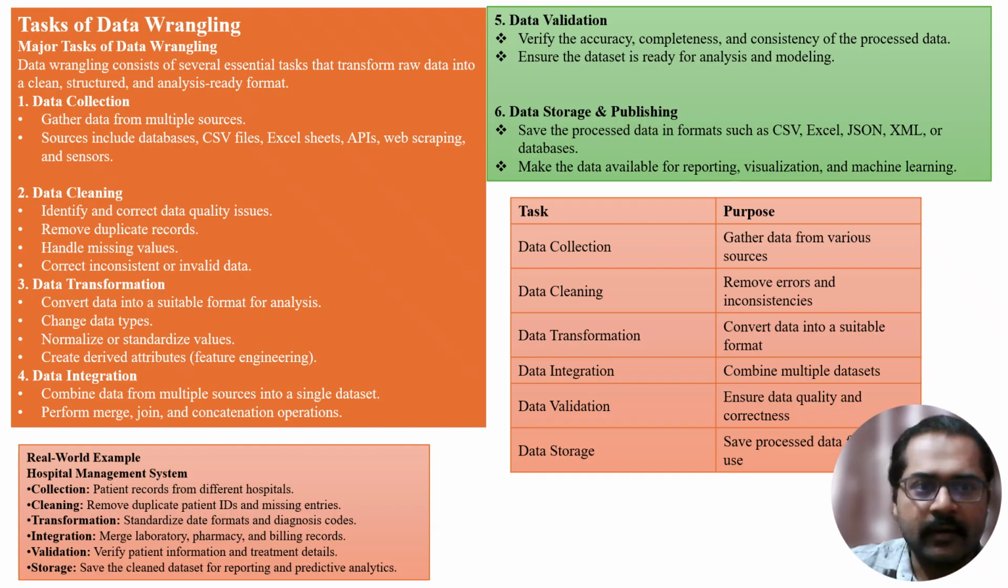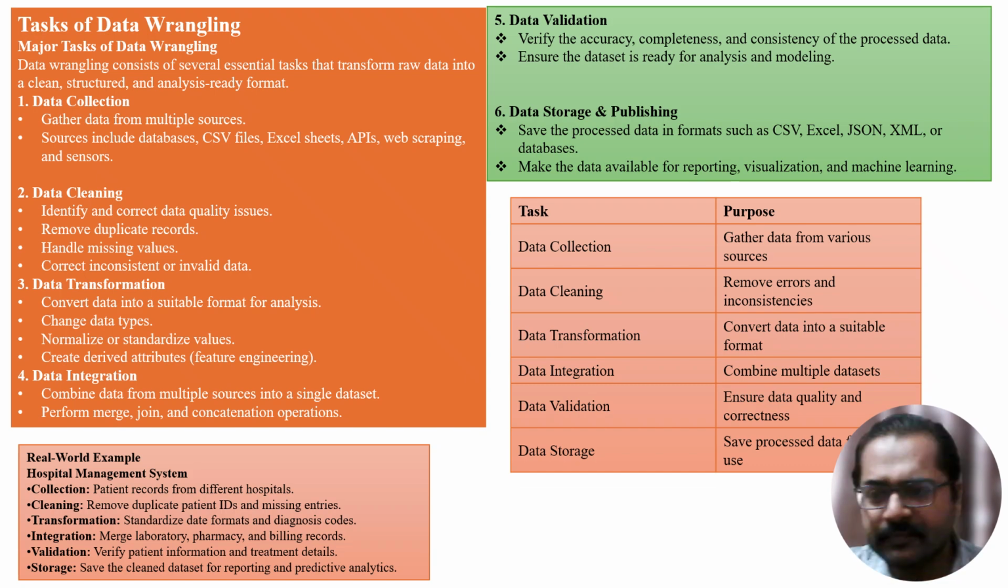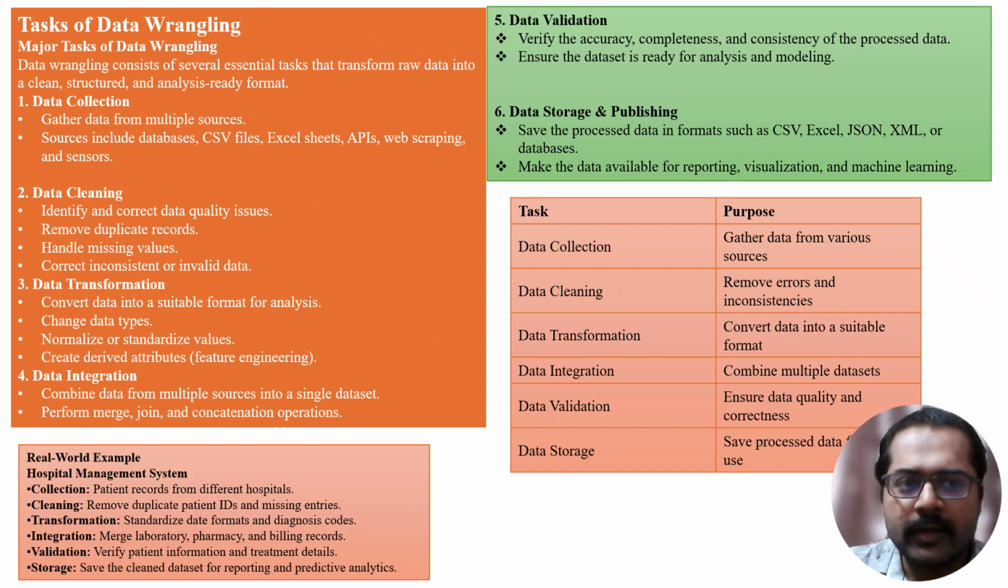So the tasks of data wrangling. The major task is data collection from multiple sources: CSV files, web scraping, and also from sensors. In IoT, many sensors are deployed and they collect data. So we need to collect data from different sources: databases, CSV files, Excel sheets, APIs, web scraping, and sensors. Then clean the data, which we already discussed.